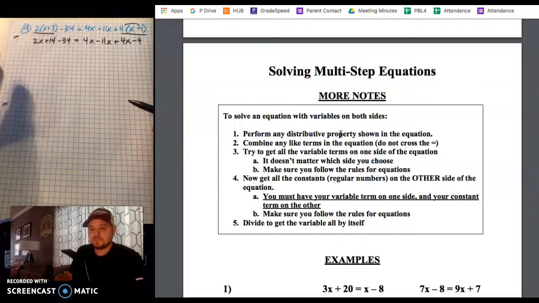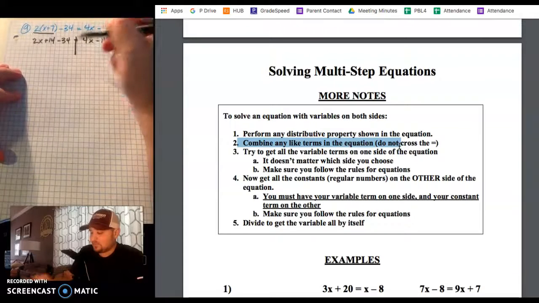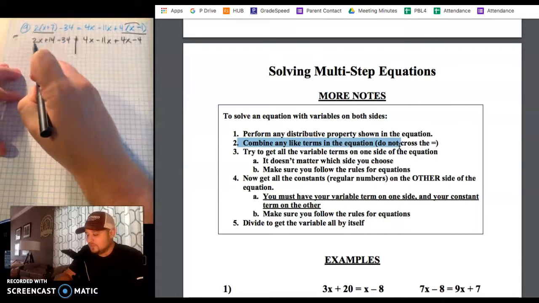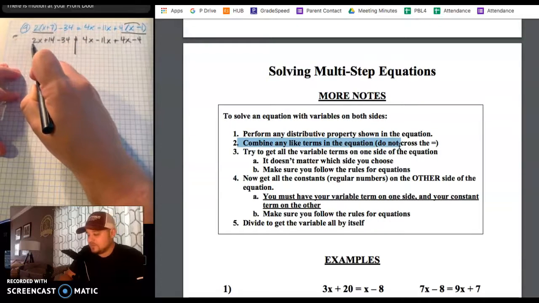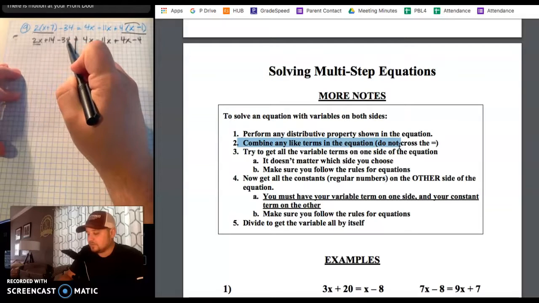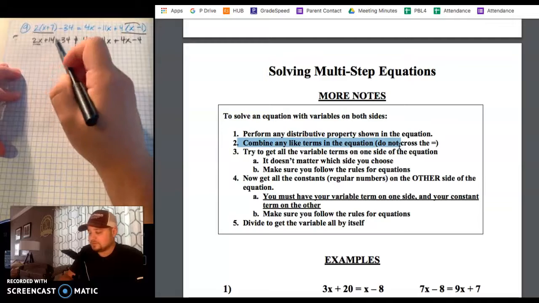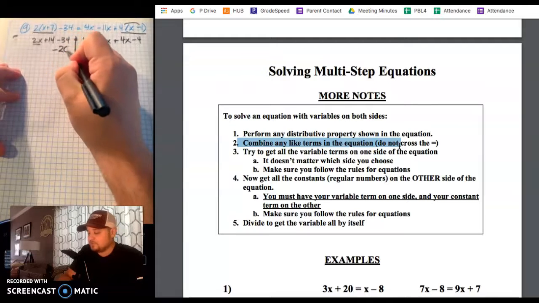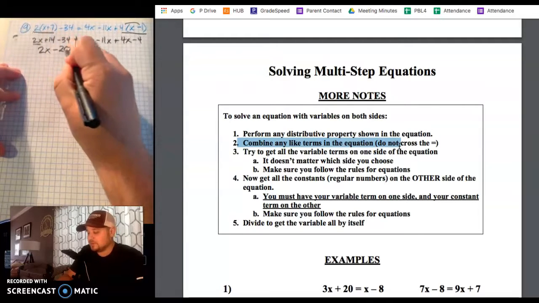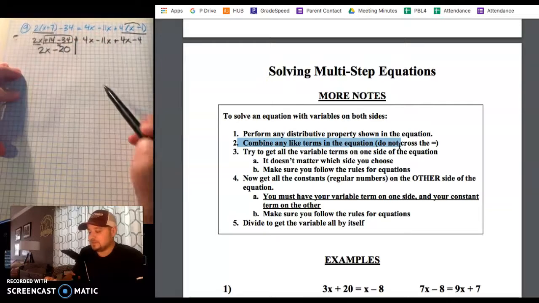Okay, our second step in this problem is to combine any like terms in the equation. So this is where we're not crossing the equal sign. So I'm going to sort of separate our problem here. Is there anything I can combine on this side? I've got some x's, and then I've got a number 14 and another number 34. Sure enough, I can combine those two things. 14 minus 34 is negative 20. So this is now 2x minus 20, right? I just took these two and I combined them into the negative 20.